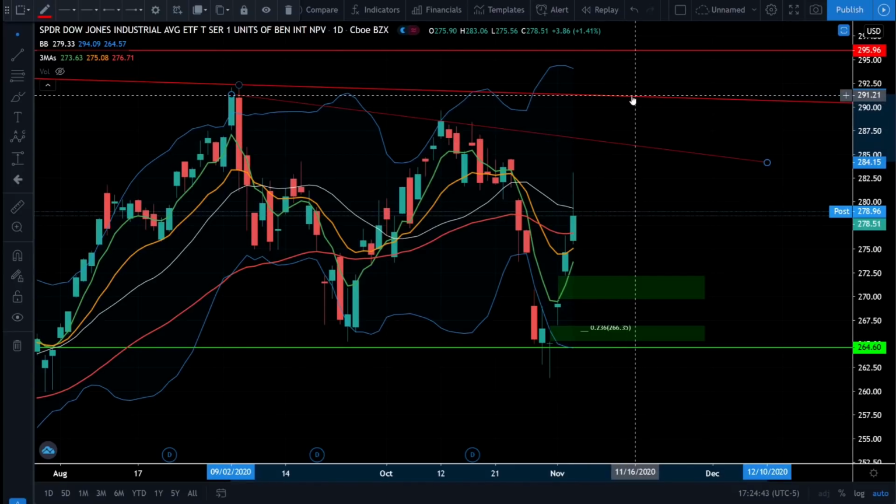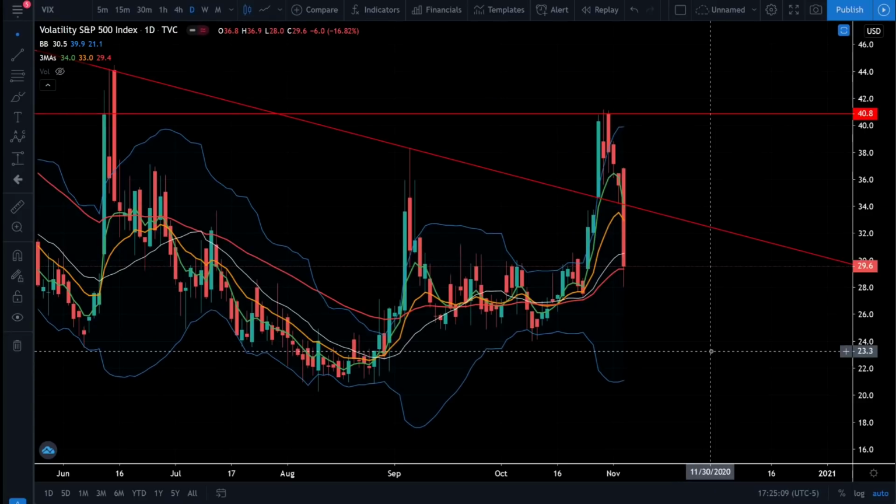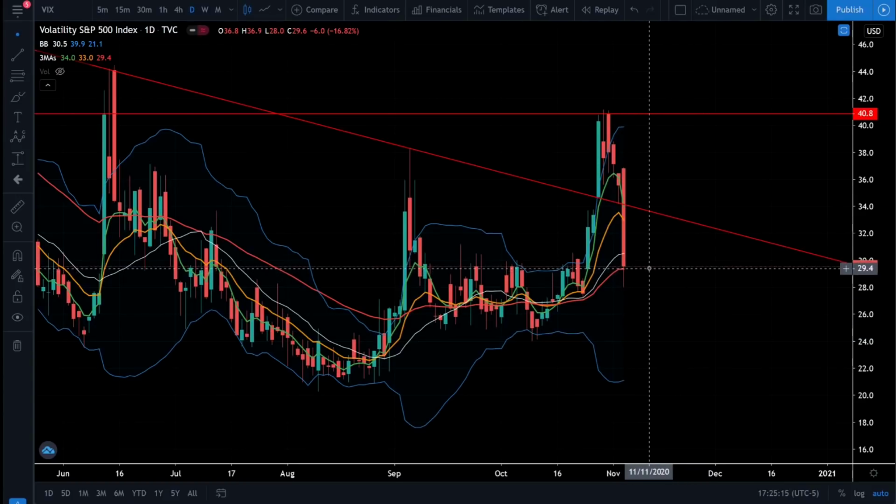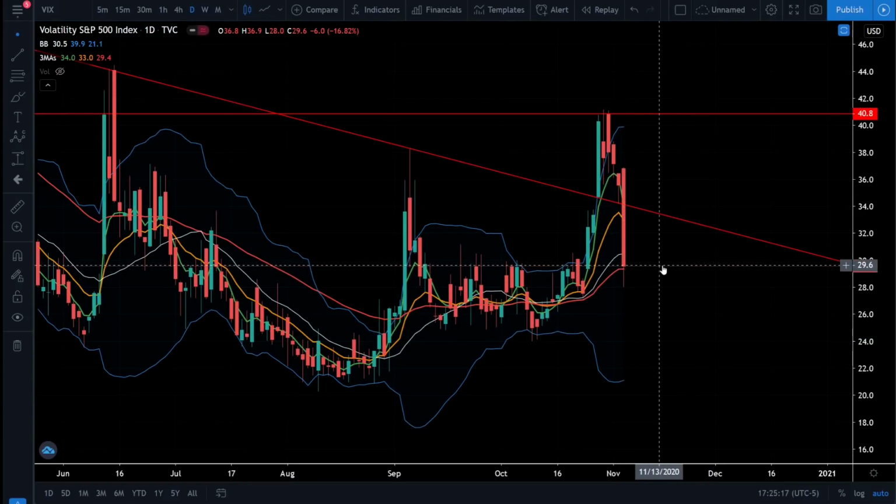Next up is the VIX, which is our fear indicator, and we see the VIX getting destroyed today, closing down over negative 16% and just above the 50 EMA. So you can definitely call this bearish price action on the VIX, and this is proof that fear is leaving the market. Now that the election is coming to an end, uncertainty is also coming to an end, and people are ready to start buying back into the market, and fear is starting to leave this market.